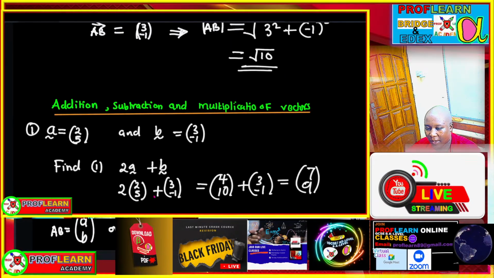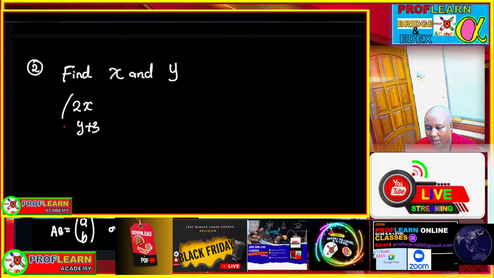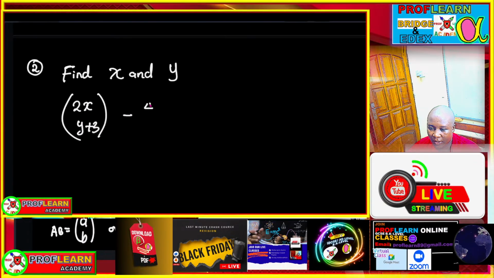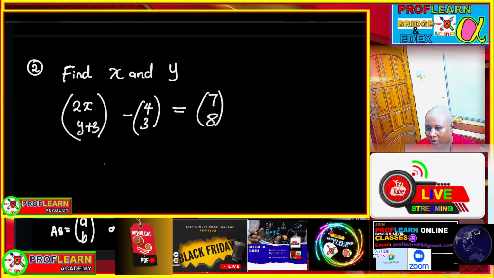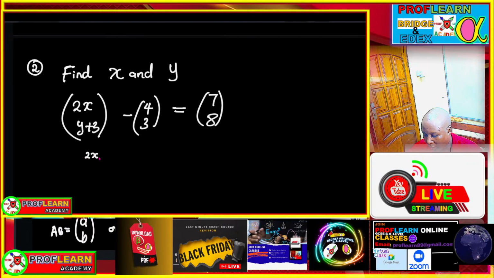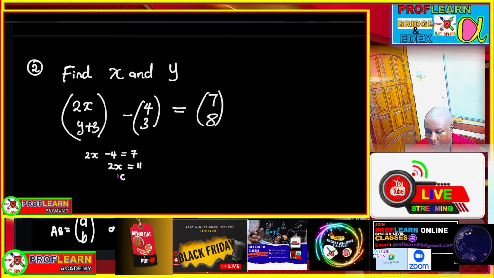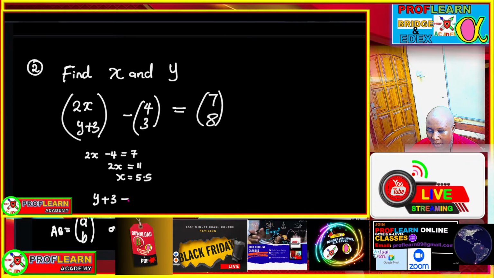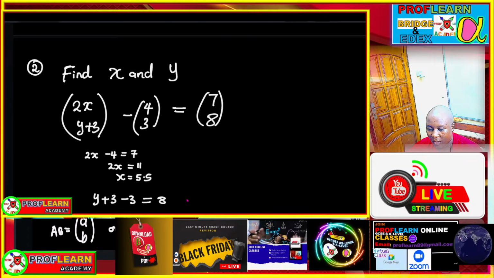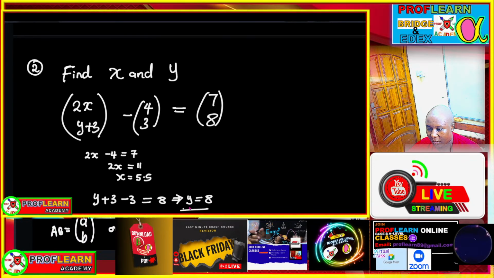But here I want to change and give you a question where you are supposed to find missing values. Here you can see we have column vectors, and you're supposed to find the value of x and y. In such a case, you consider x components and y components separately, so that you can find the value of x and y. In this case, we shall have our value of y to be 8. y is going to be 8 at that point.